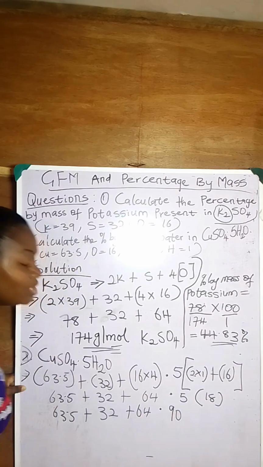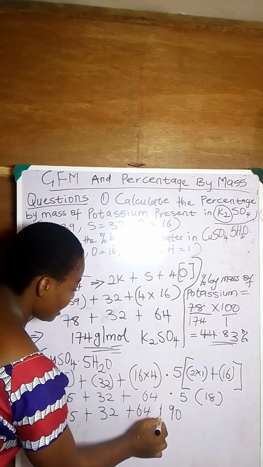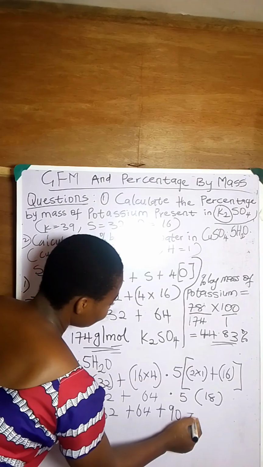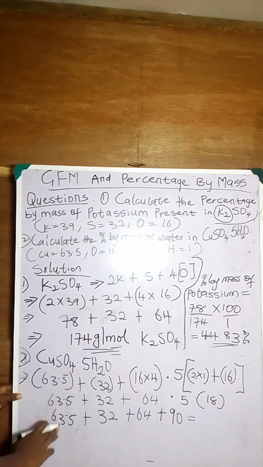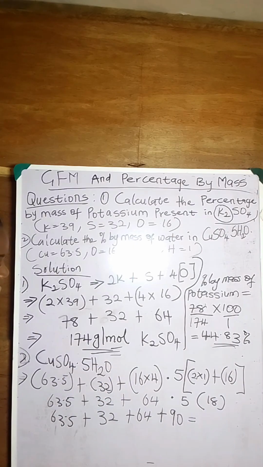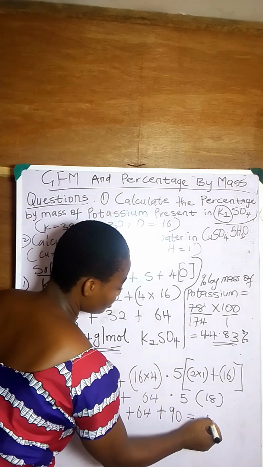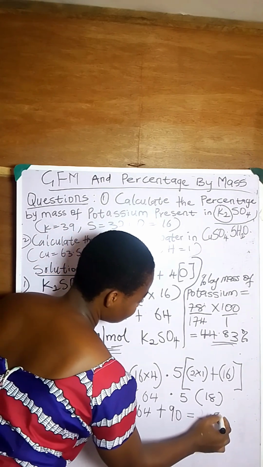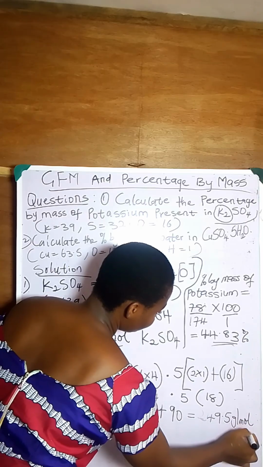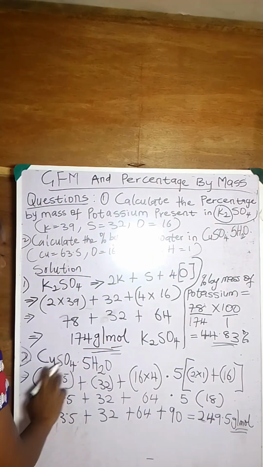So this dot, you simply change it to addition. By the time you add up these numbers, you'll get the molecular mass of copper(II) tetraoxosulfate pentahydrate. So the molecular mass is 249.5 grams per mole. Beautiful. This is the molecular mass of this compound.